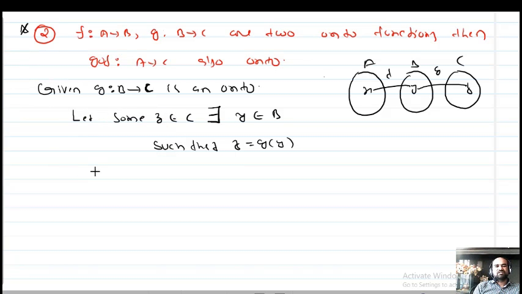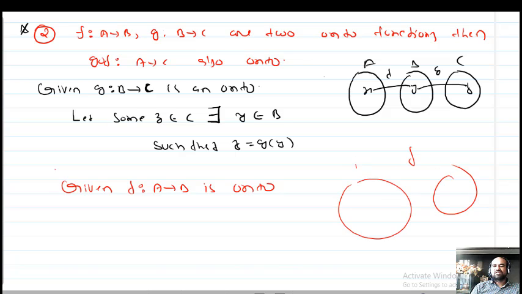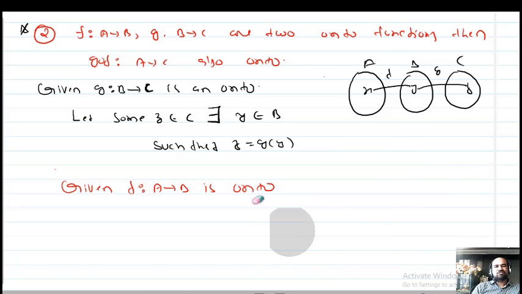Next, listen. Next, given f mapping A to B is onto. Same reason. If f is onto from A to B, it means for every y in B there is an x. For example, y is there, automatically there should exist an element which is the preimage of y under this function. So that I will write now.